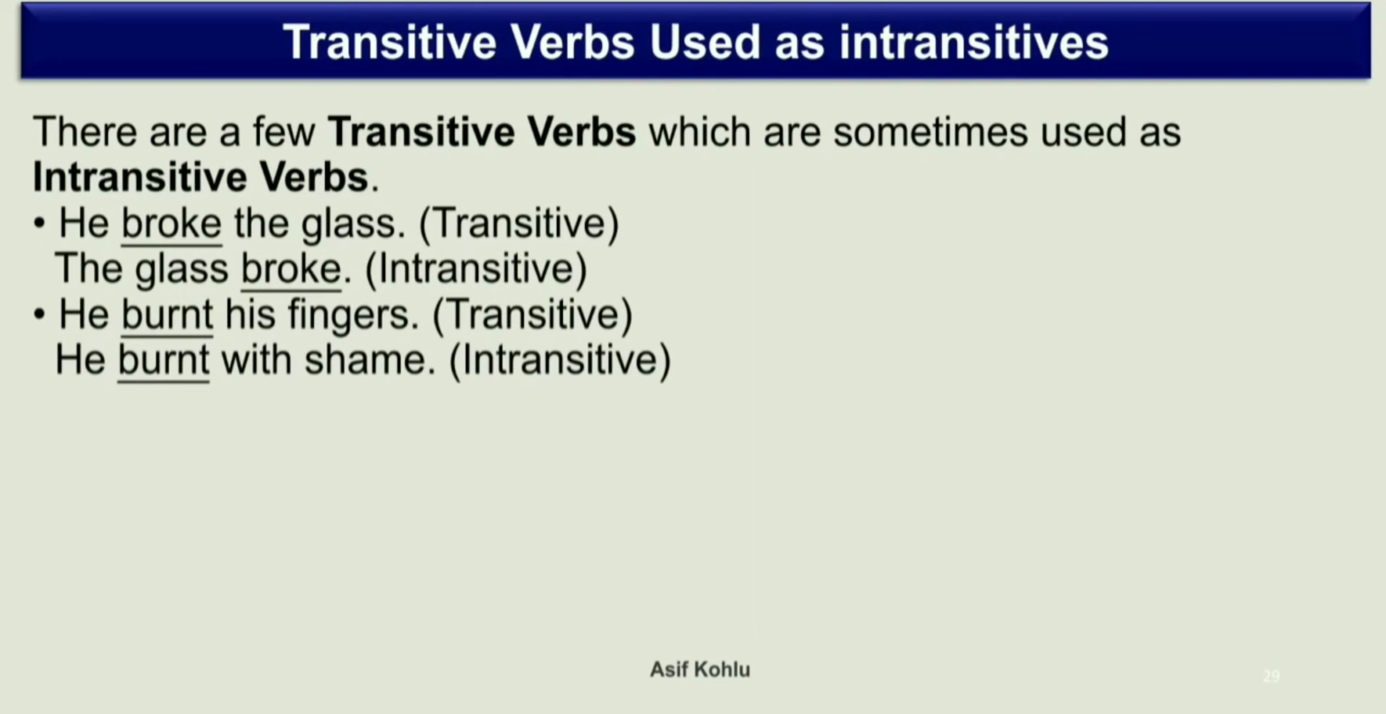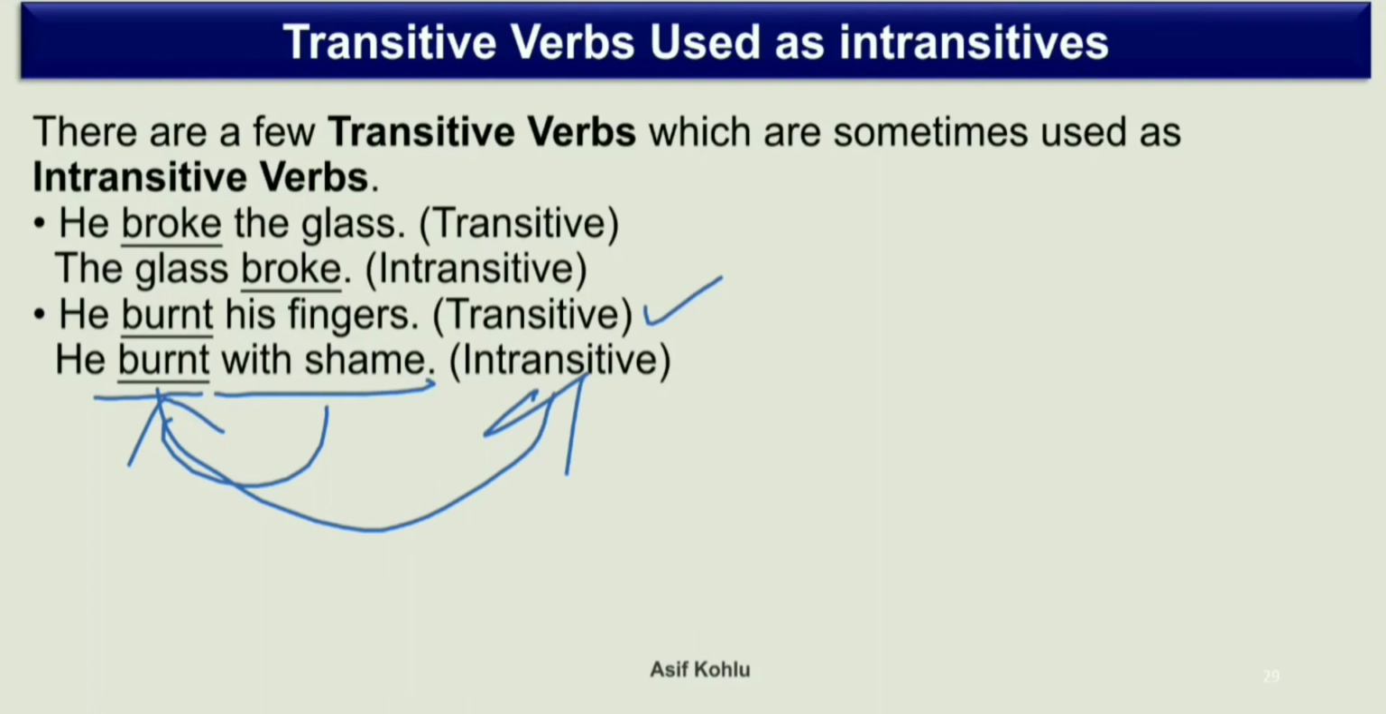Second example: he burned his fingers. He burned what? His fingers. Here burned is used as a transitive verb. In the second sentence, he burned with shame, with shame is not the object of the verb burned. If we ask burned what, with shame is not the exact answer. We may ask burned how, or burned where, whatever question you may create for burned. So now burned is used as an intransitive verb.